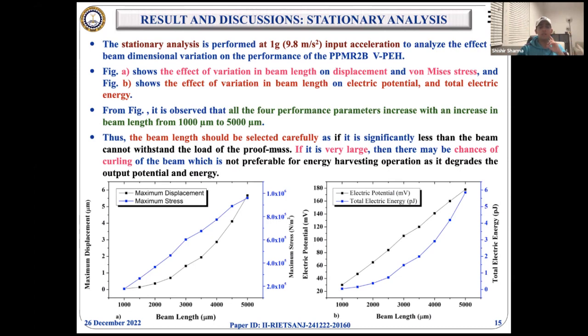The one point that's really important is that the beam length should be selected carefully. If it is very large, there's a slight possibility it's going to curl the beams, or if it's too small, it's not going to withstand the load of the proof mass, and the whole structure is going to break.